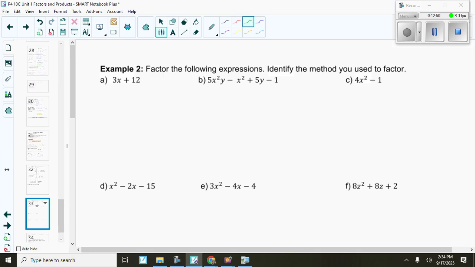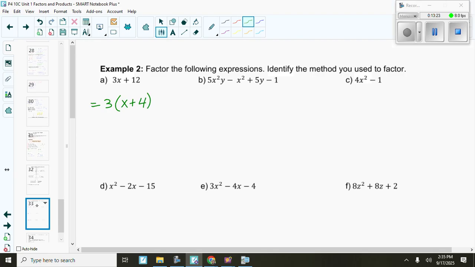Factor the following expressions. Identify the method that you use to factor. Someone give me some advice. What should I do for A? I have 2 terms. Yeah, we always start with GCF. Is there a common factor here? Sure thing. I can take a 3 out of both, and I'm left with x plus 4.